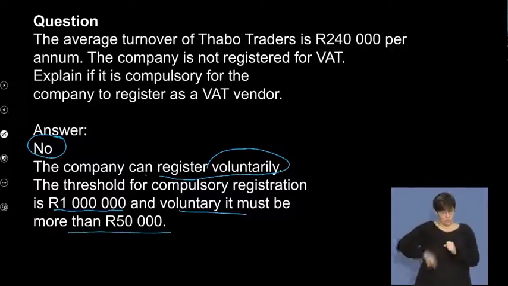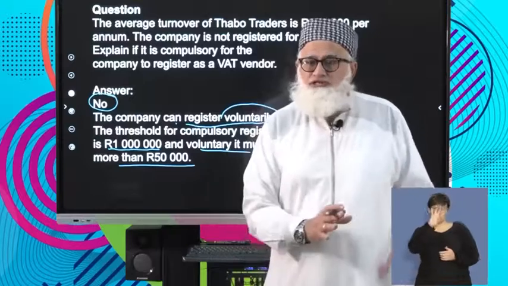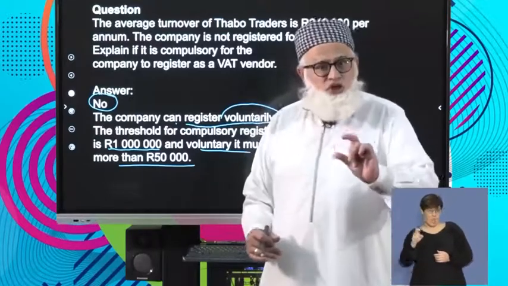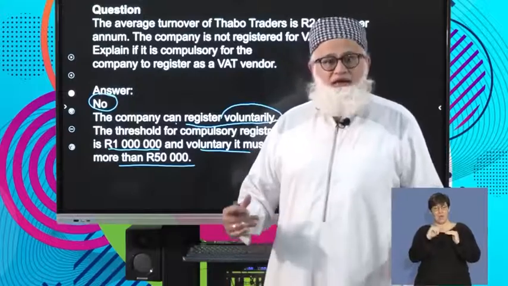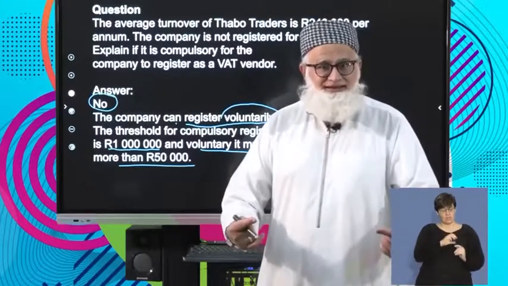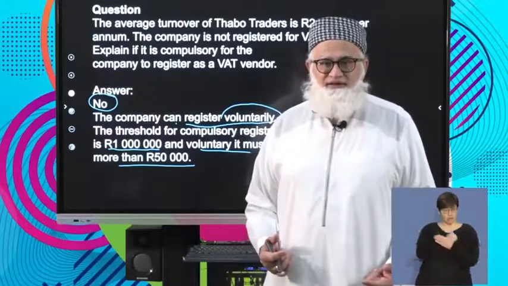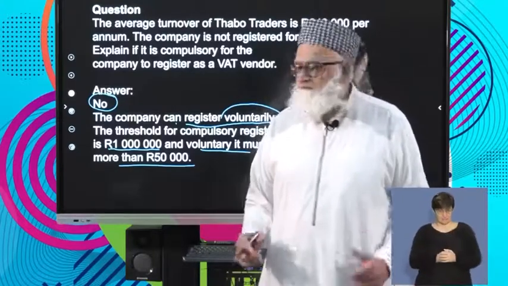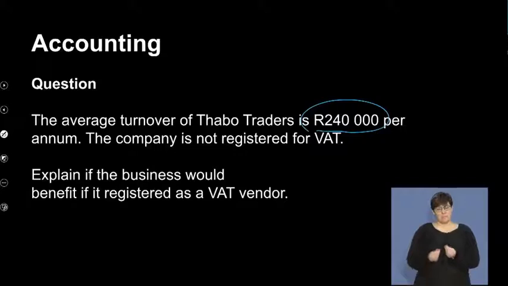So let's look at this question again. Because the business had a turnover of 240,000 Rand, it's not compulsory because the threshold is R1 million, and because it's over 50,000 Rand, it can register for voluntary registration as a VAT vendor. Okay, so keep that in mind. The average turnover we've mentioned was 240,000 Rand. Explain if the business would benefit if it registered as a VAT vendor.